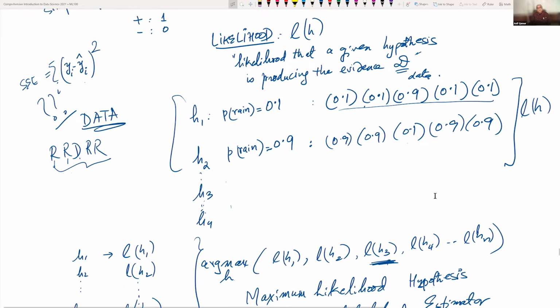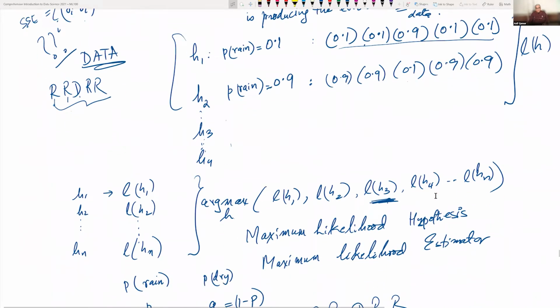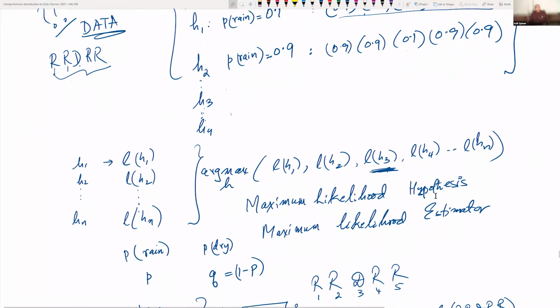The maximum likelihood estimation is essentially the very intuitive process of saying, given all the hypotheses, pick the hypothesis that produces the greatest likelihood of producing the evidence, or the data set. The data set is often called evidence in this way. So it is most likely to have produced this evidence. That is a maximum likelihood hypothesis, or maximum likelihood estimate.